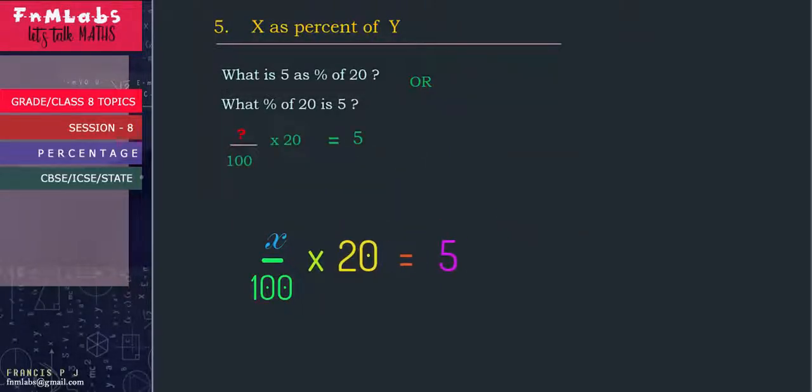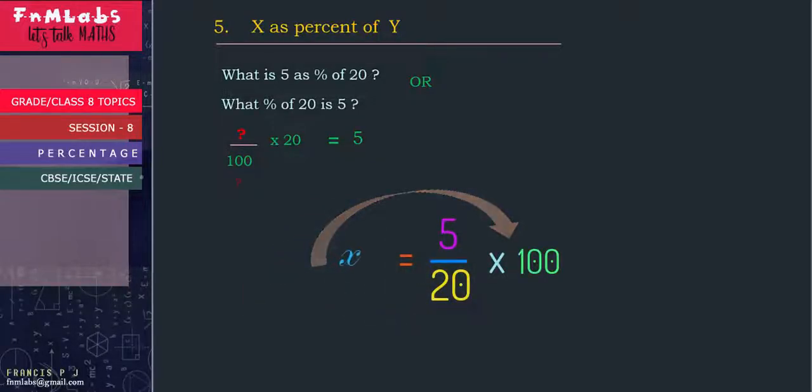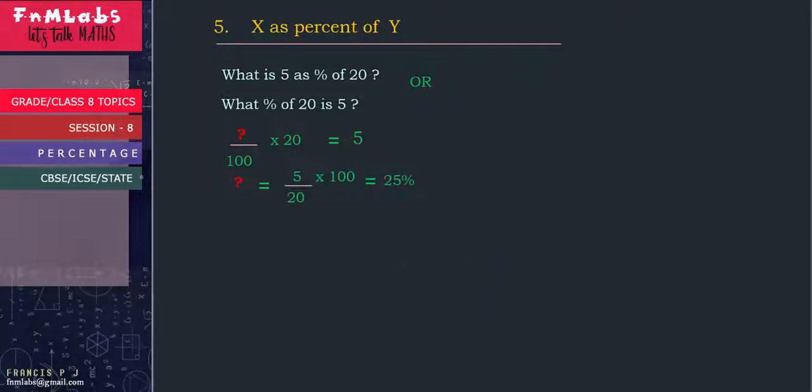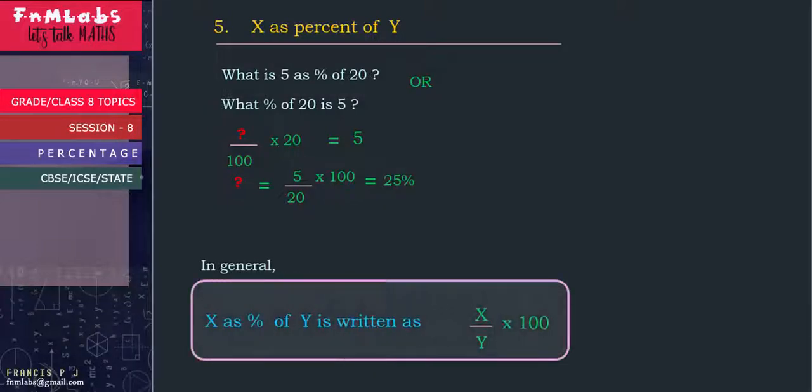Therefore, this is equal to 5 by 20 into 100, which is simplified as 25, and we add the percent symbol, so it becomes 25%. Hence, 5 as percent of 20 may be written as 5 by 20 times 100, which is equal to 25%. In general, x as percent of y can be written as x by y into 100.